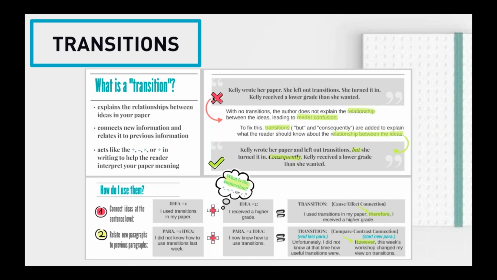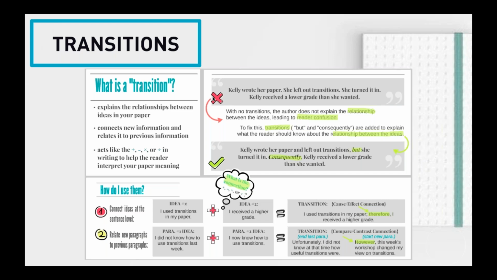Start with the first idea. I used transitions in my paper. Then decide what's the connection. Are you adding the same thing? Are you contradicting? Are you multiplying what you mean with more evidence? Idea 2, I received a higher grade. Let's connect those with a transition. I've decided I have a cause and effect transition. So I'm going to use therefore, which indicates the two things are related. I used transitions in my paper, therefore I received a higher grade.